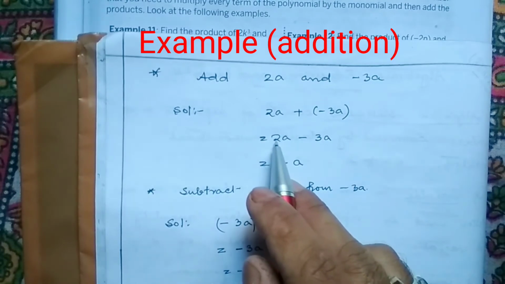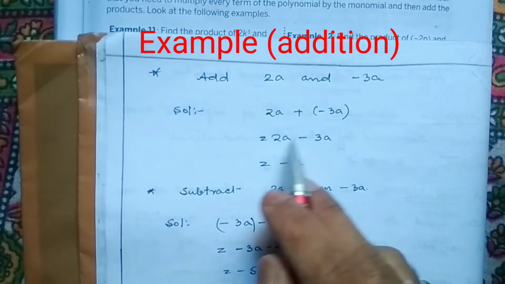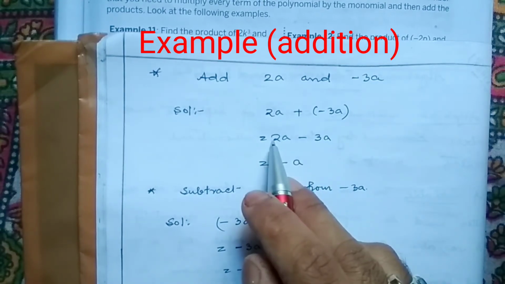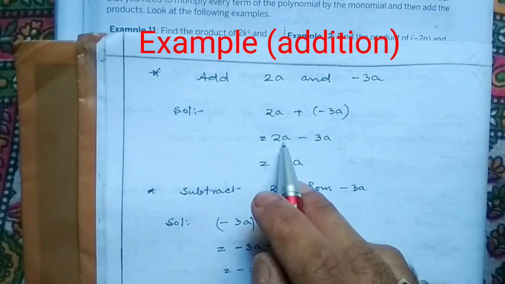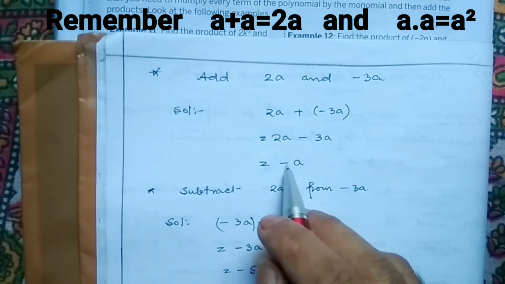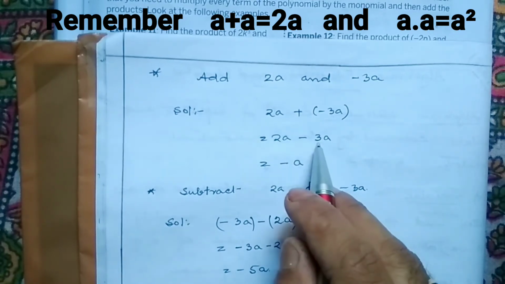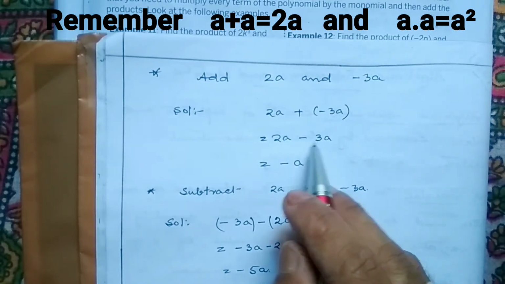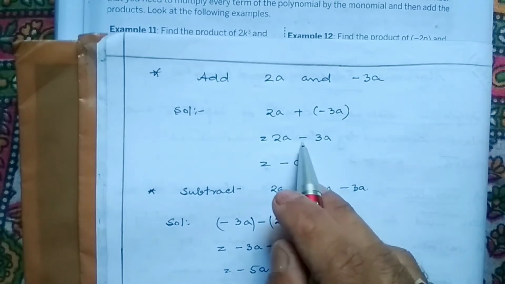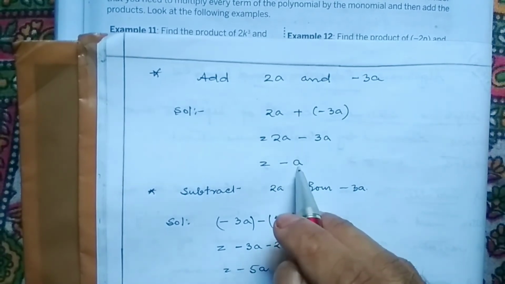Here before 2 it is plus and here it is minus. Since they are having different signs, you have to subtract 3a minus 2a. Out of 3 you are subtracting 2, you are going to get 1a. This 1 we never write. And out of 2 and 3, 3 is the bigger number and the sign in front of 3 is minus. That's why I have written minus a.